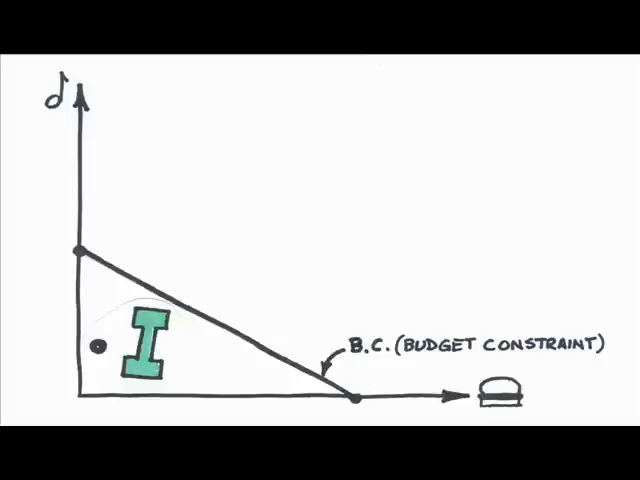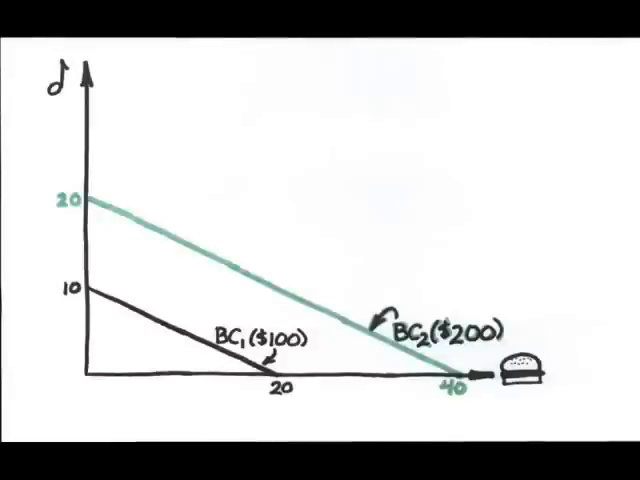Consider a change in income. If income doubles to $200, I'm now capable of purchasing double what I could before, so the budget constraint shifts outward. Similarly, if your income is cut in half, maybe you go on unemployment, your budget constraint shrinks. Now what if price changes? Say your income is back to the original $100.